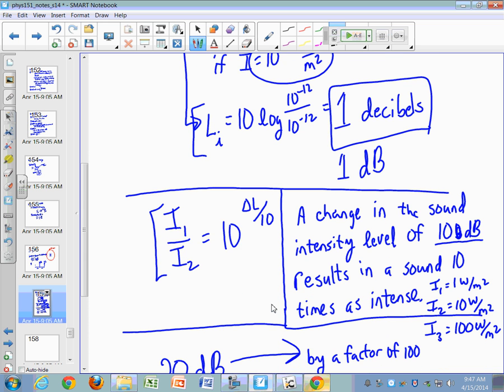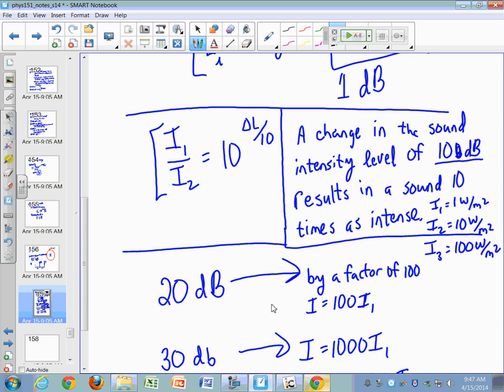We clear on this, though, the decibels and how this works? That an increase of 10 in the decibels actually causes a multiplying of 10 in the intensity. So if I add 10 to my decibels, I multiply the intensity by a factor of 10. And that's the takeaway that I want you to take here.